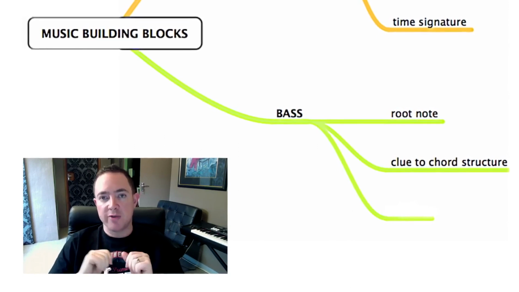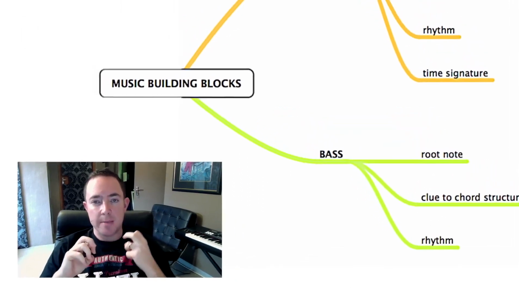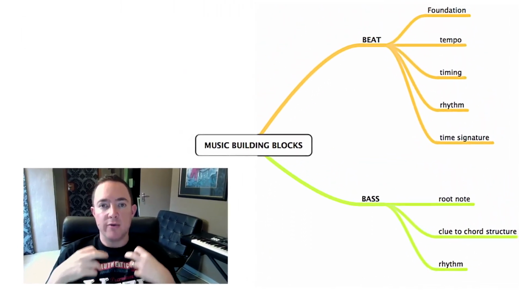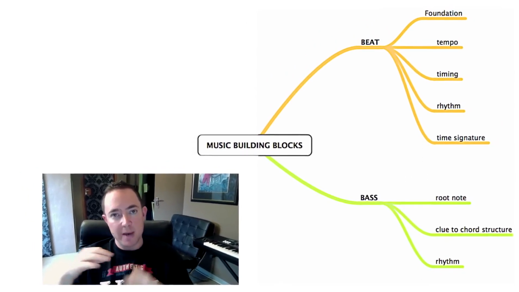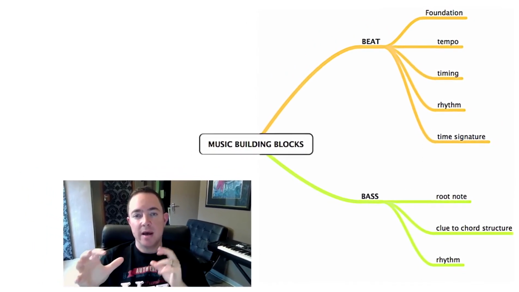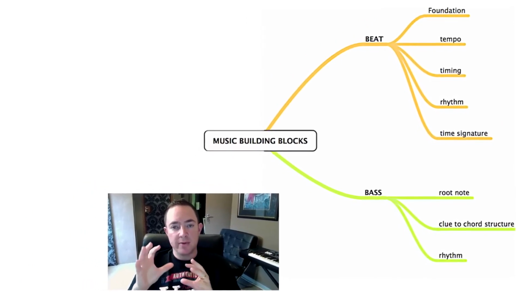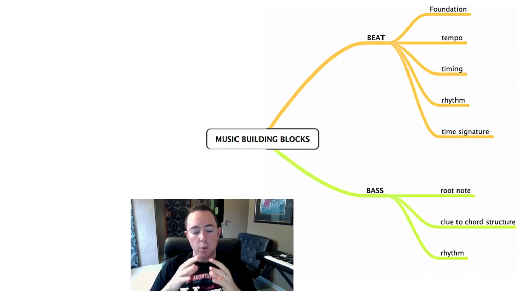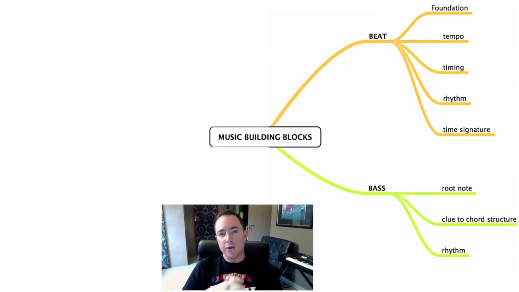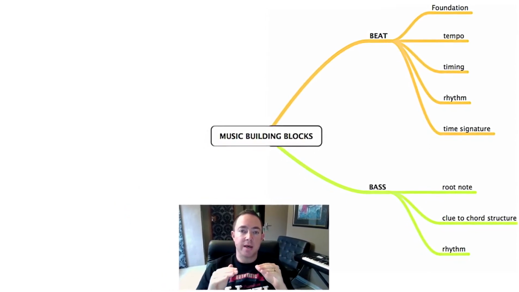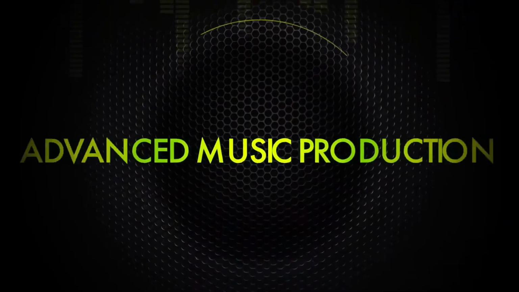The third function of bass is rhythm again. Just like beat has rhythm, a lot of rhythm can come from the bass. Just like I said before, bass and beat work in tandem. Usually you'll find that the rhythm of the bass and the rhythm of the beat work together. The third foundational block of music is chord.